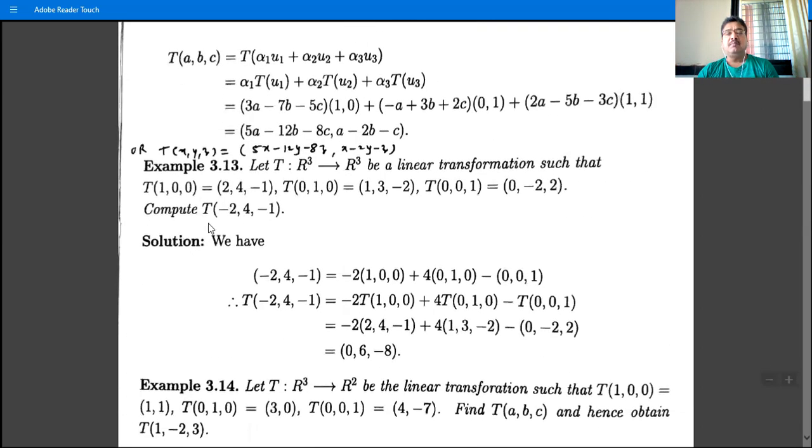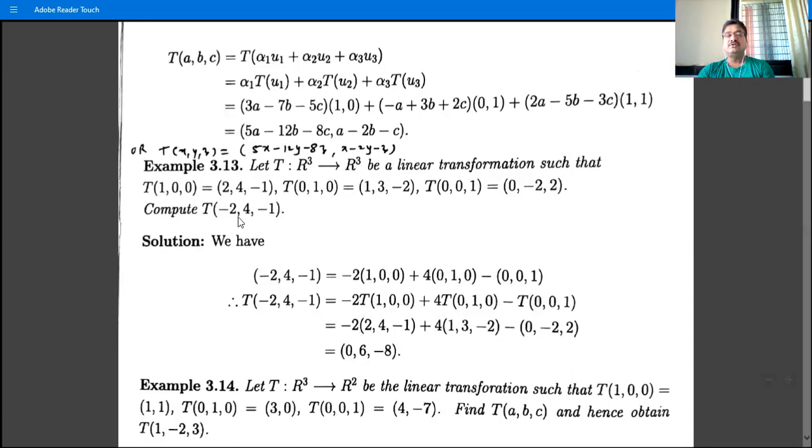So if we compute T of ABC, what is ABC? First express ABC as a linear combination of 1, 0, 0, 0, 1, 0, and 0, 0, 1. And obviously, what is the linear combination? A times (1, 0, 0) plus B times (0, 1, 0) plus C times (0, 0, 1). And then apply T on both sides. So what do we have? T of this is equal to T of this RHS. And T of this RHS is minus 2 T of (1, 0, 0) plus 4 T of (0, 1, 0) minus T of (0, 0, 1) by using the properties of linear transformation, that is T of U plus V is TU plus TV and T of KU is K times TU.